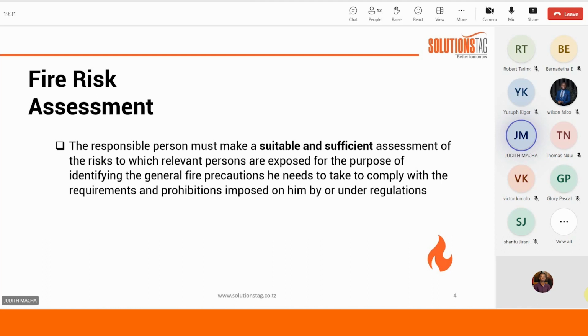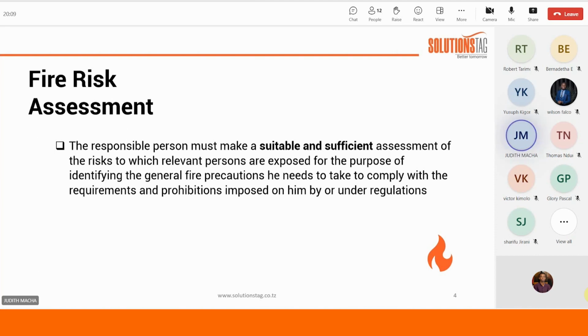Speaking in Tanzania, we have our fire and rescue regulations, a number of them that we need to adhere to. So you are trying to identify whatever precautions you are supposed to take, and whatever requirements you are supposed to comply with under those regulations. And not only that, whatever you can do to ensure the safety of that environment, of those people, of those equipment and those operations. So this is basically a risk assessment.